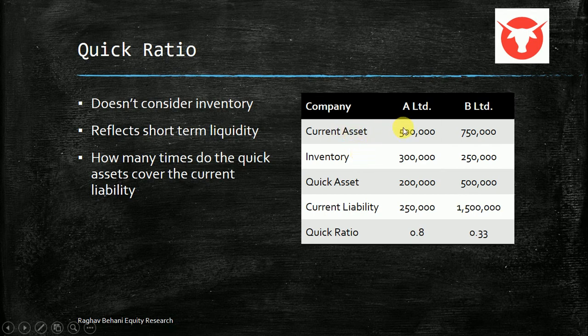A Limited has current assets of 500,000 which includes an inventory of 300,000. This brings down the quick assets to 200,000 against a current liability of 250,000. So the quick ratio is 200,000 divided by 250,000, which works out to 0.8. Similarly, B Limited has current assets of 750,000 and inventory of 250,000. This brings down the quick assets to 500,000 against a current liability of 1.5 million. This means that B Limited's quick ratio is 500,000 divided by 1.5 million, which is 0.33.